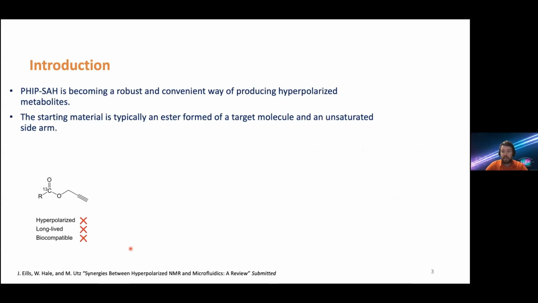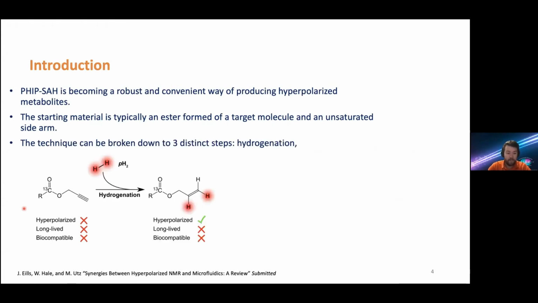So as we've seen from various talks now, sidearm hydrogenation is becoming a robust and convenient way of producing hyperpolarized metabolites. The starting material for this process is typically an ester formed of a target molecule, usually a biomolecule, and an unsaturated sidearm. As you might expect, this molecule is not hyperpolarized, it's not long-lived, and it's not biocompatible. The technique can be broken down into three distinct steps.